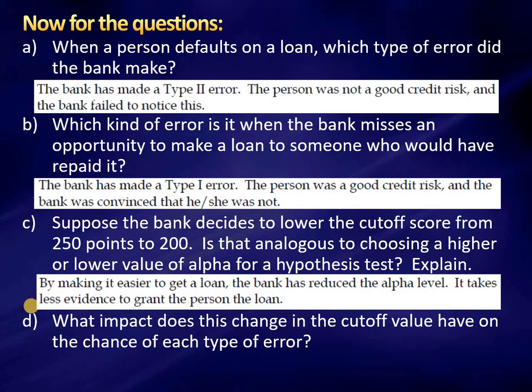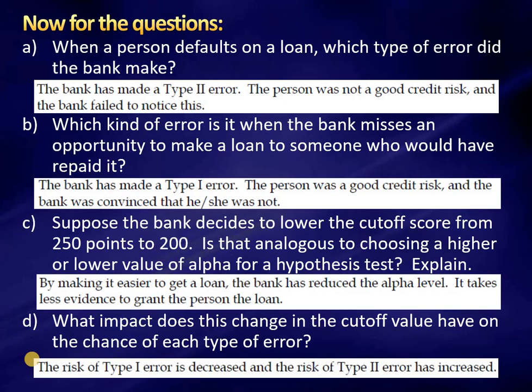So if I am going to change that cutoff value, my point score, from 250 to 200, if I am rejecting less, am I going to be having more type 1 errors or fewer type 1 errors? Fewer type 1 errors. And the reason why I didn't even ask about type 2 errors is that if one goes up, the other goes down. What's the only thing that will affect both of them at the same time? Sample size. Very good.